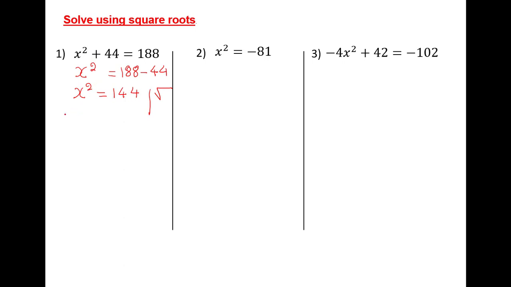So this will give me the square root of x squared equals positive or negative the square root of 144. So this will leave me with x equals, don't forget the positive or negative because it can be either or. So I have one of my answers is x equals 12 and the other one is x equals negative 12. Here I have it already isolated, but when I take the square root, I can't find that any square root results in a negative number.